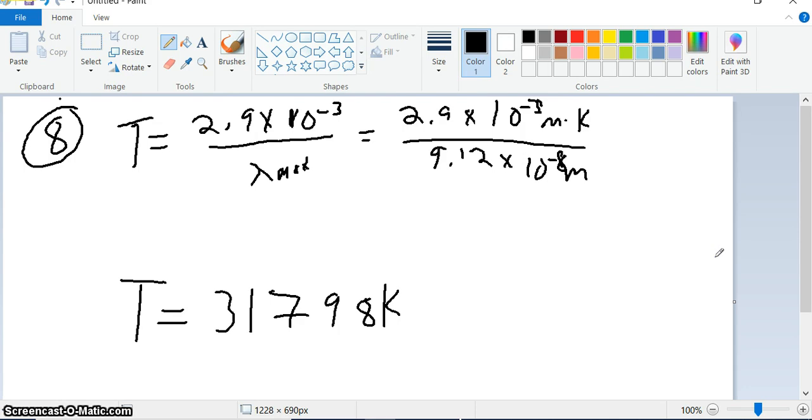That gives you a temperature of the star of 31,798 Kelvin. Just to let you know, the only stars that are that hot are O stars, so the spectral classification is O-type stars. In fact, that's why you find ionized hydrogen, and even other ionized things, but certainly ionized hydrogen, in these O-type stars. All right, that's the last one.